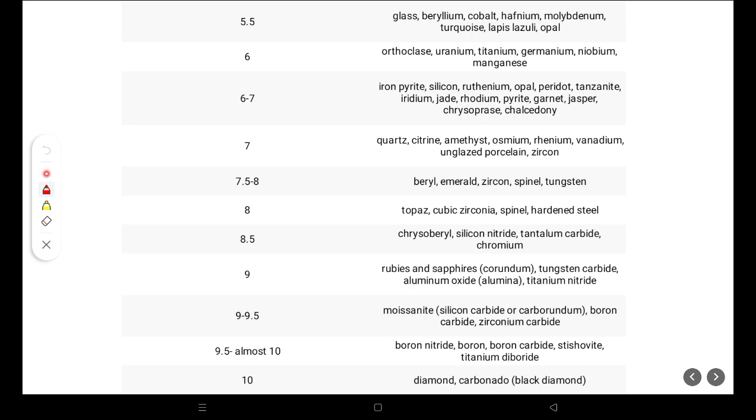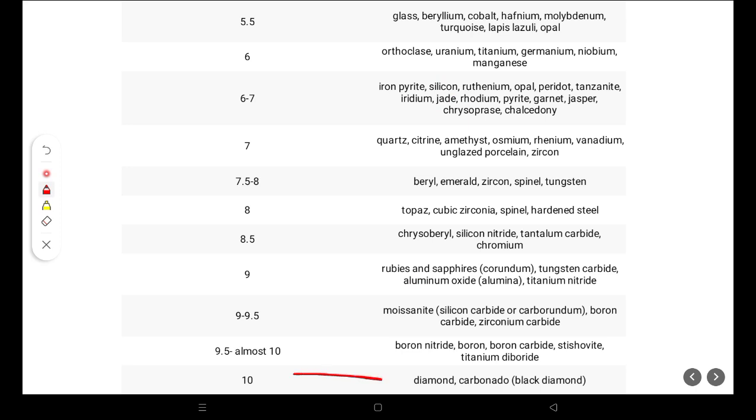Like 6 is orthoclase, uranium, titanium, germanium. And then niobium, manganese, and 6.6 to 7 is iron pyrite, silicon, ruthenium, opal, peridot, tanzanite, iridium, jade, rhodium, pyrite, garnet, jasper. Like that you can remember. I am not going to read all of them.